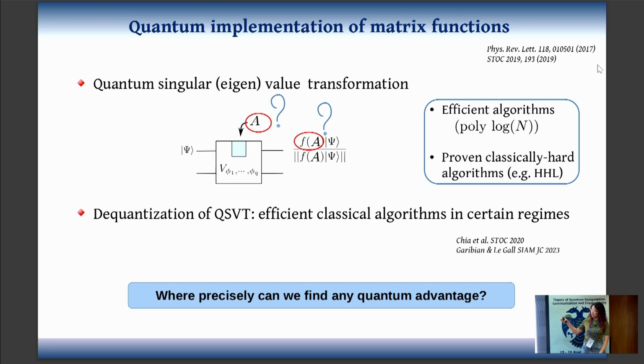So then we wonder, the obvious thing to ask here is, where is the line separating quantum efficient algorithms but classically hard problems from these problems that you can provide efficient classical algorithms? So in this case, we might ask, what are the classes of matrices and also the functions that provably provide you problems that are hard for classical computation? So in this way, we can know where to find quantum advantage for algorithms built with quantum singular value transformation.